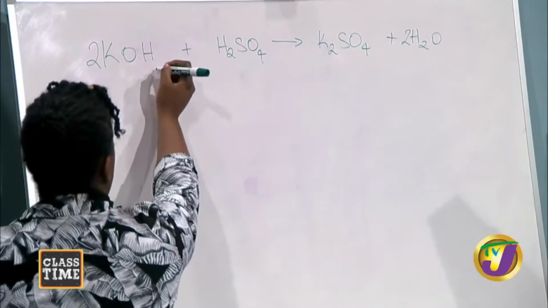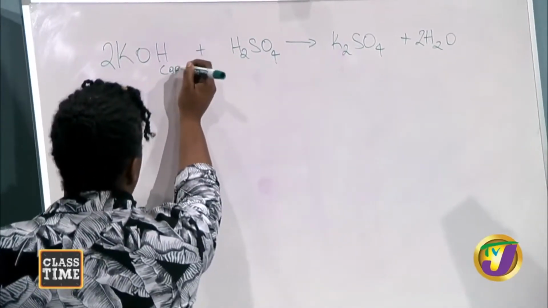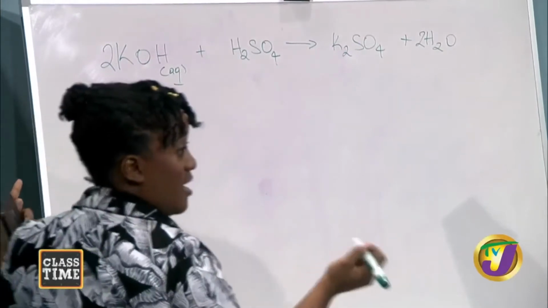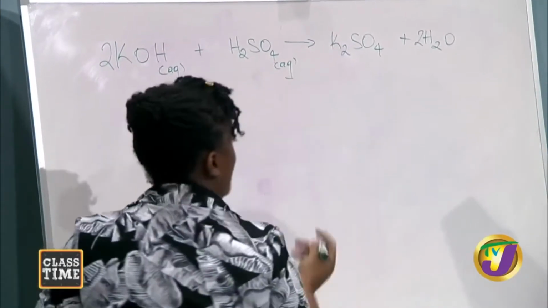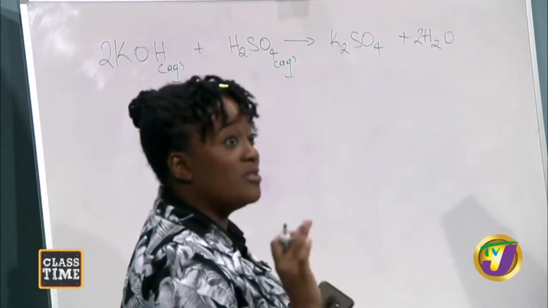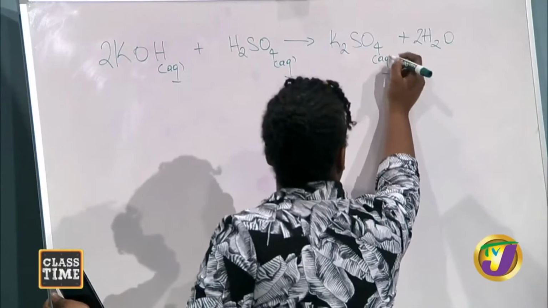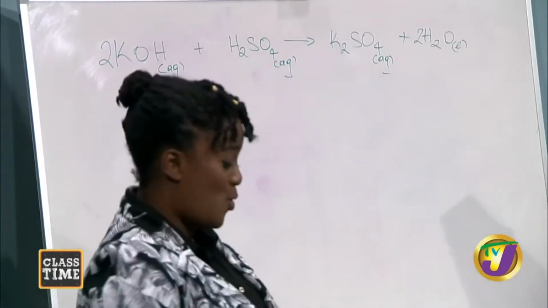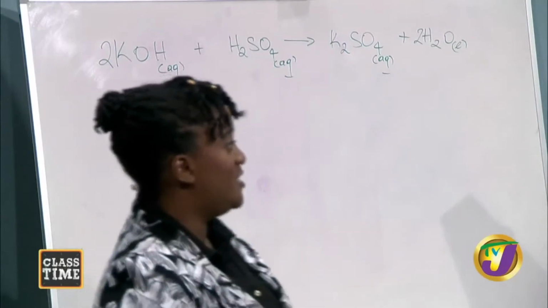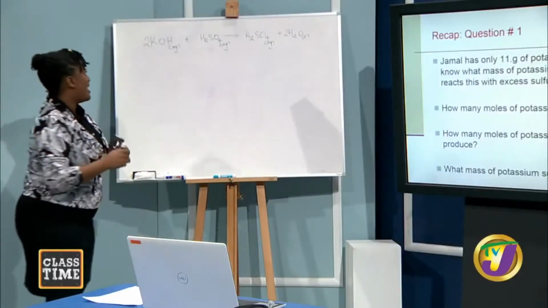So let's put in our states. So you know it's 1 mark for our states. So we know that all group 1 elements are soluble. All sulfates are soluble. So putting our states, we must remember our solubility rule. So all group 1 elements are soluble, and of course water is pure, so it is a liquid. So let's continue. It says how many moles of potassium hydroxide does Jamal have?